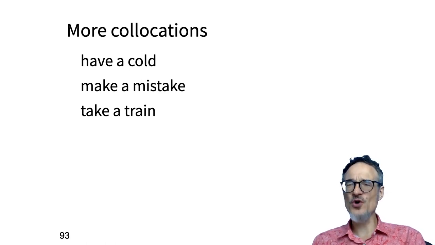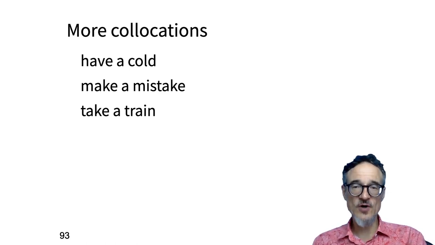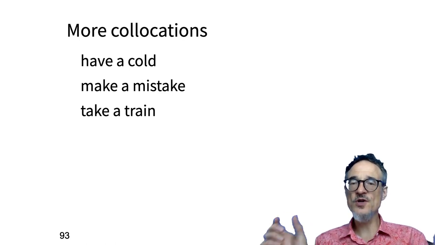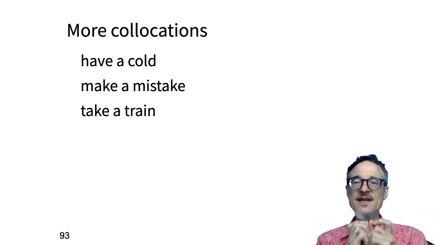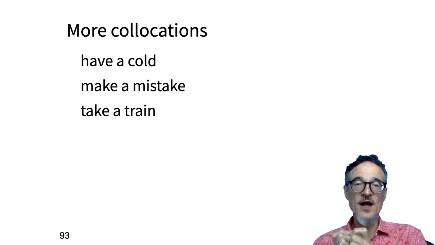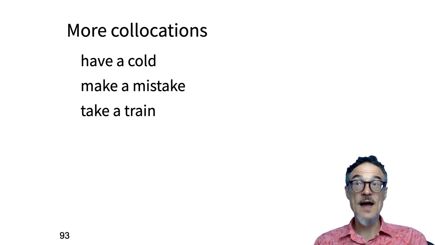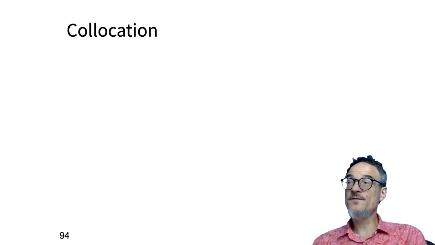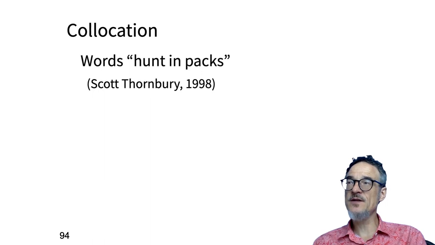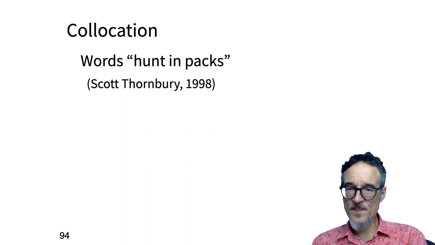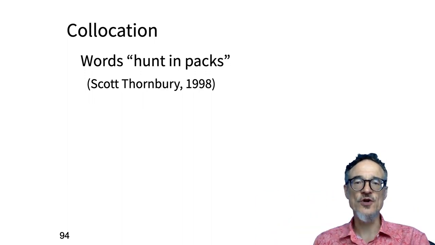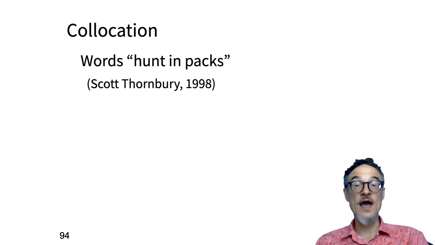And also, unfortunately, there's often not much logic with collocations. There are two words that go together. There's no really good reason why those words go together. They just do. They're just friends. That's the way they are. And we can look further. Scott Thornbury has said that if words are like animals, then they're like dogs or wolves. They go around together in little groups. They're not individual lone animals.